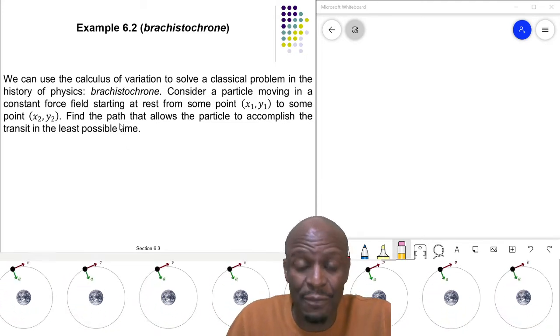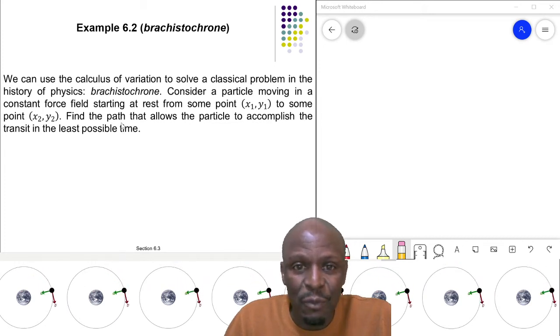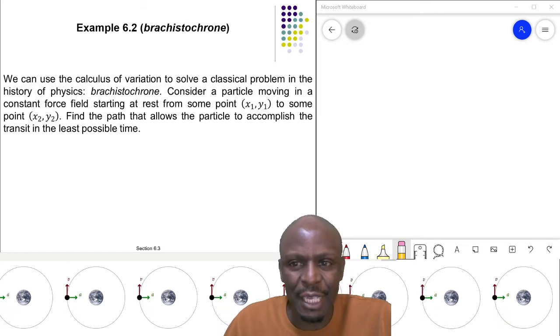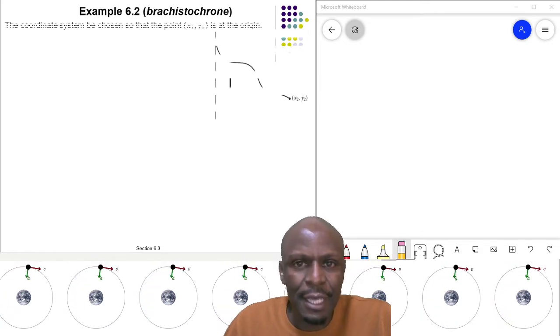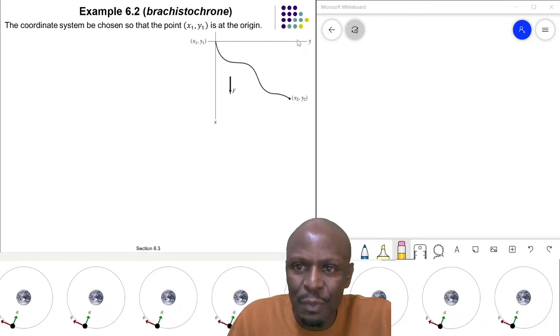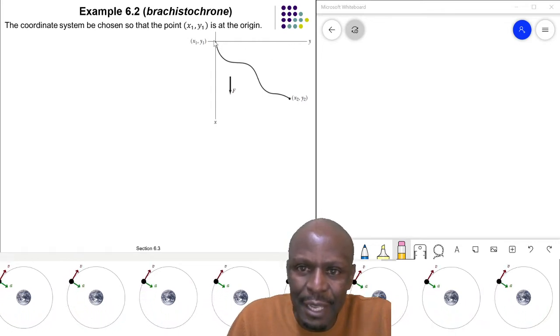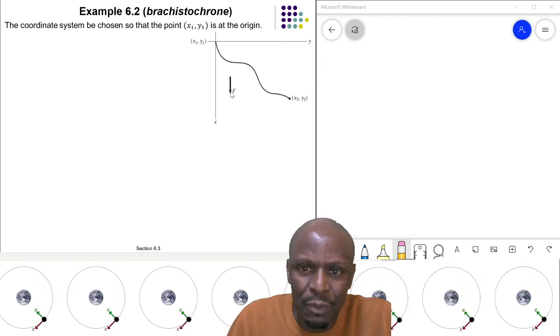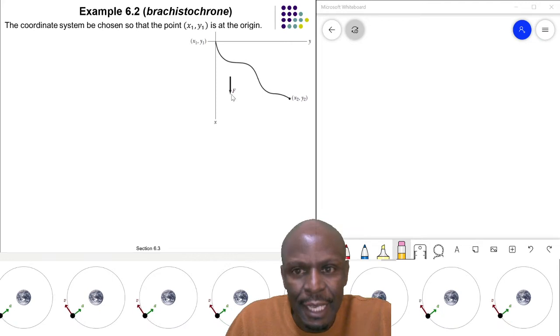We want the path, not the time. The time will just be asked on your tutorial test. Here we just need the shortest path. In this case, I want you to take your y-axis to be in this direction, and the x-axis in this direction, with the force field pointing along the x-axis.